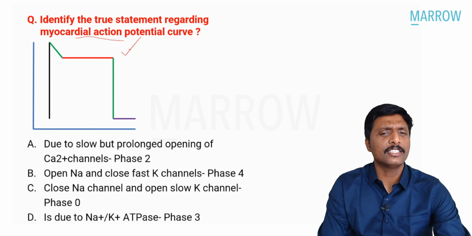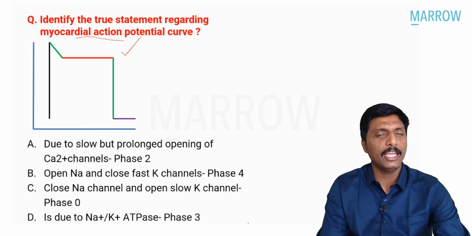There are a lot of options here. This phase 2 is due to calcium. Phase 4, is it due to opening of sodium or closing of potassium channel? Or phase 0 is due to closure of sodium channel? Or phase 3 is due to sodium potassium ATPase? What do you think is the answer, guys?